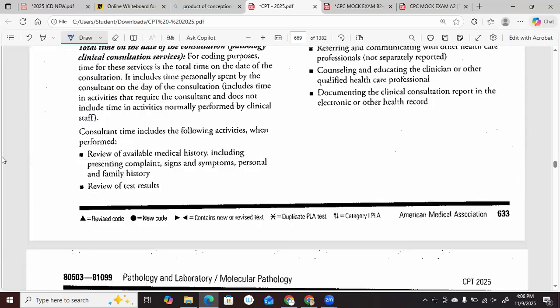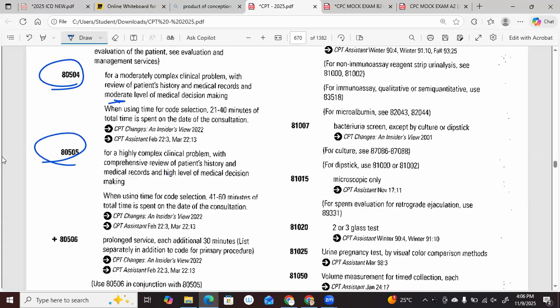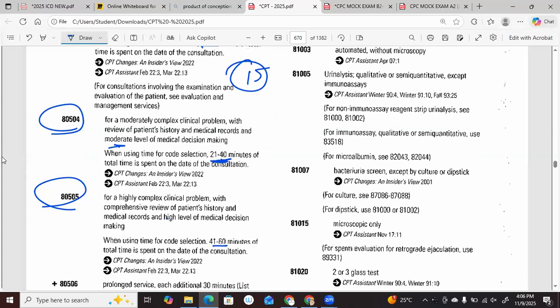In the MDM we have three levels: low, moderate and high. If it is a low level of MDM, we have to use 80503. If it is moderate, 80504. If it is a high level of MDM, 80505. These codes are also based on time. If 15 minutes is given, it should be 80503. If the time given is up to 40 minutes, it should be 80504. If the time given is up to 60 minutes, it should be 80505.